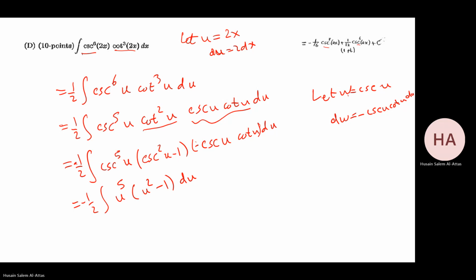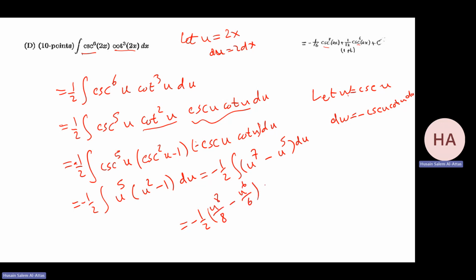So I have minus half the integral of w to the power 7 minus w to the power 5 dw. That will be minus half, this is w to the power 8 over 8 minus w to the power 6 over 6, all times half. So I have minus 1 over 16 cosecant to the power 8 x, minus 1 over 12, that will be plus, cosecant to the power 6 x plus c. And u, it's not x, it's u.